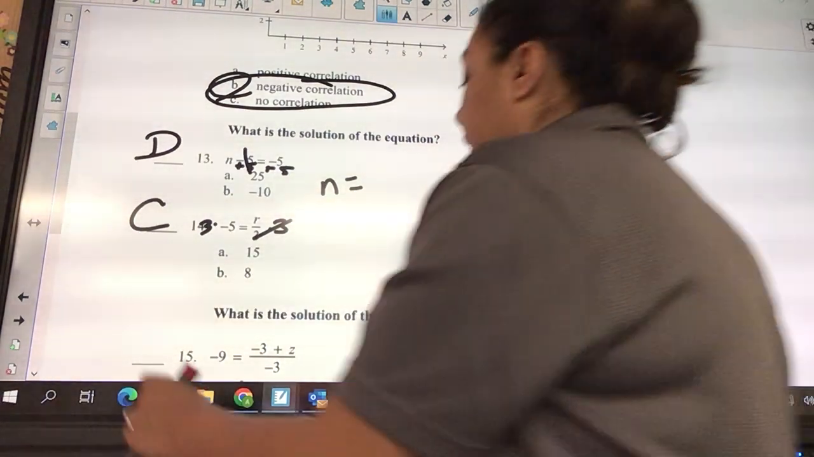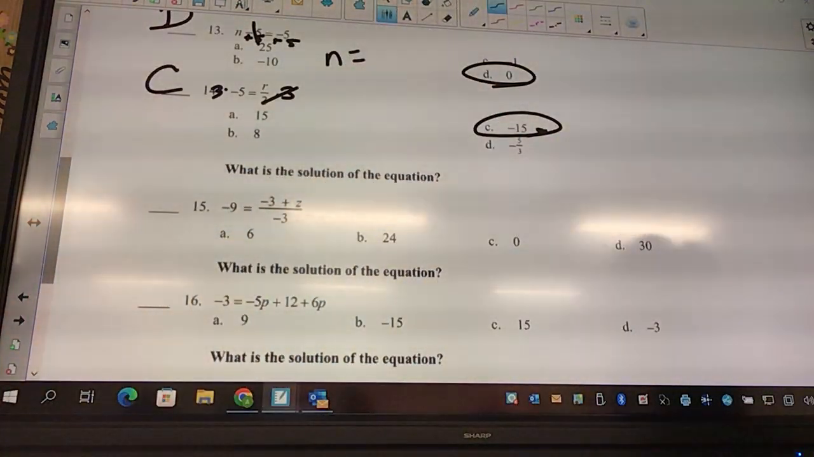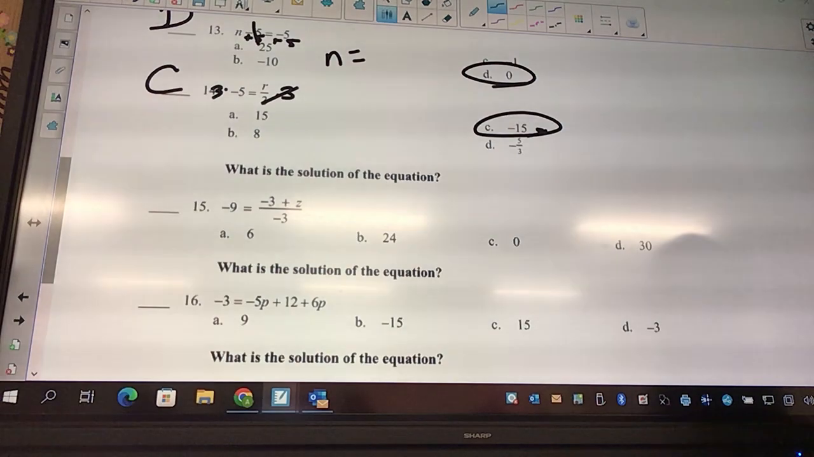Okay, 15. What's the solution? What needs done first? Combine.